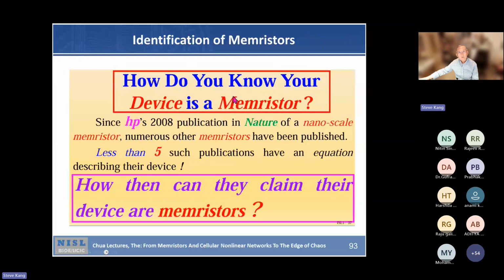So how do you know whether a device is a memristor? Since the 2008 publication of HP's memristor in Nature, there are many such publications reporting devices. So how can they claim their device is a memristor? They don't even have analysis sometimes. They have just a measurement.